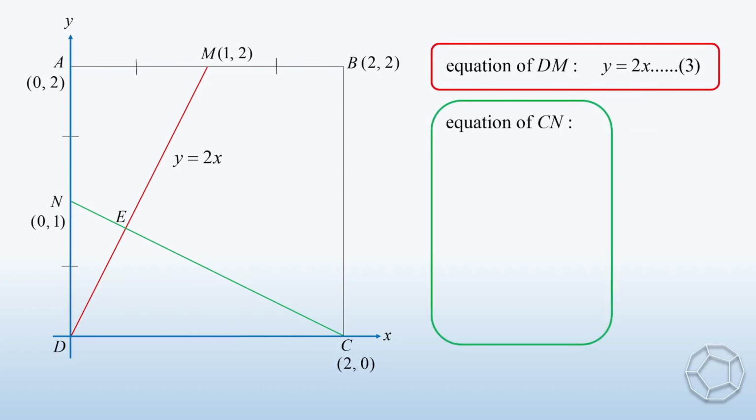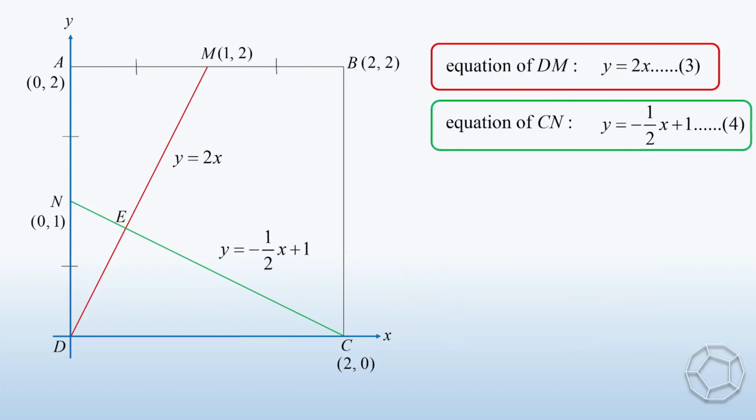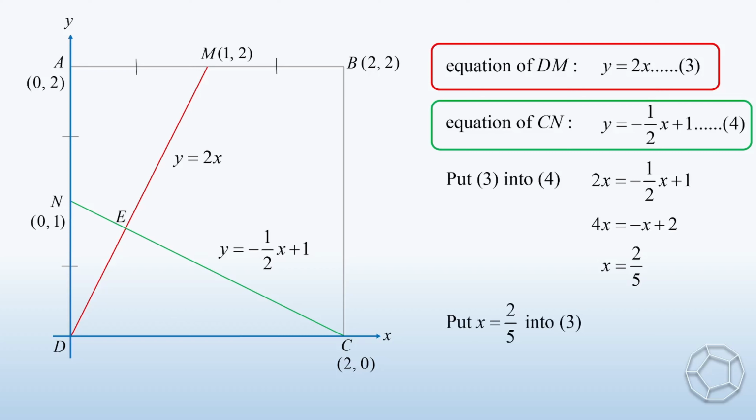Next, for the equation of the green line CN, we can do exactly the same thing. In this case, we have y is equal to negative 1 over 2 x plus 1. We call this equation 4. It is much easier to solve these two equations. We put equation 3 into equation 4 to get rid of the unknown y. After solving, we have x is equal to 2 over 5. Put this back into equation 3, then y is equal to 4 over 5. So E is equal to (2 over 5, 4 over 5). We get exactly the same result as in the previous part.